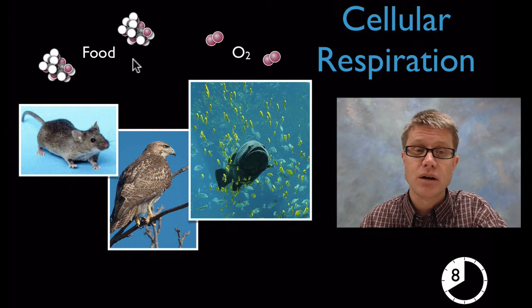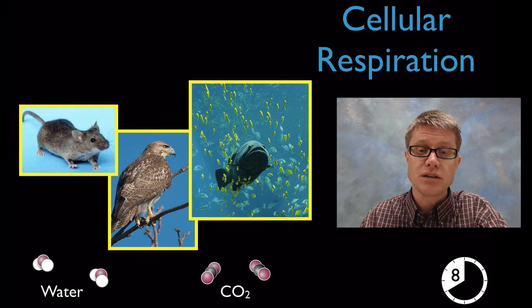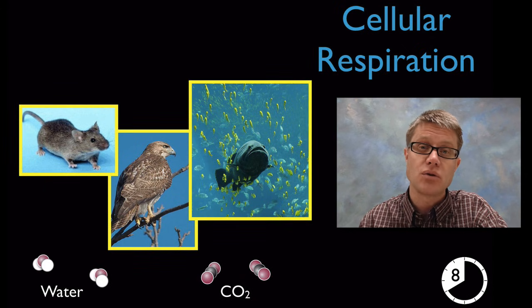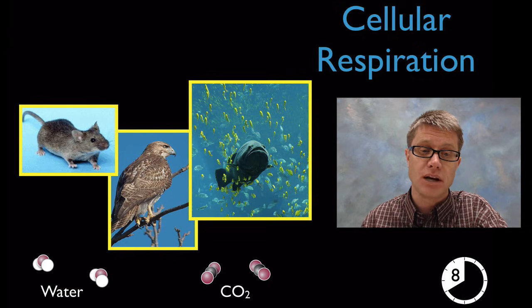So how does that work? We're taking in food and oxygen, and we're using that to store energy inside our body that we can utilize. What are the byproducts of that? Water and carbon dioxide. And what's nice about that is that those are used, again, in photosynthesis.